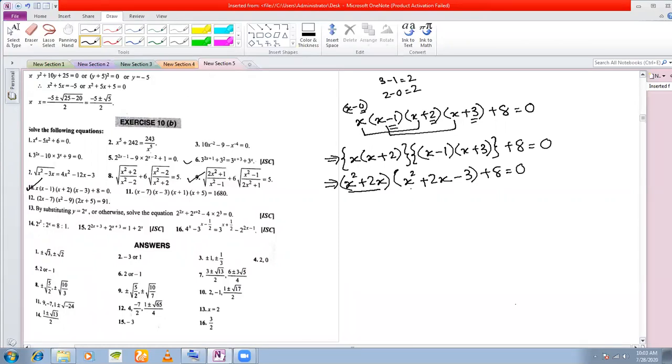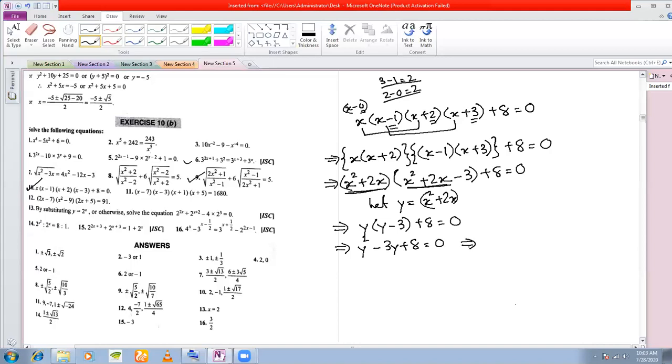See, am I getting x square plus 2x here? Yes, sir. That is why I had added 3 minus 1 equal to 2 and 2 minus 0 equal to 2, just to check whether I will get x square plus 2x here. So now I say let y is equal to x square plus 2x. Now this equation becomes y into y minus 3 plus 8. Now this becomes a quadratic equation. So y square minus 3y plus 8.